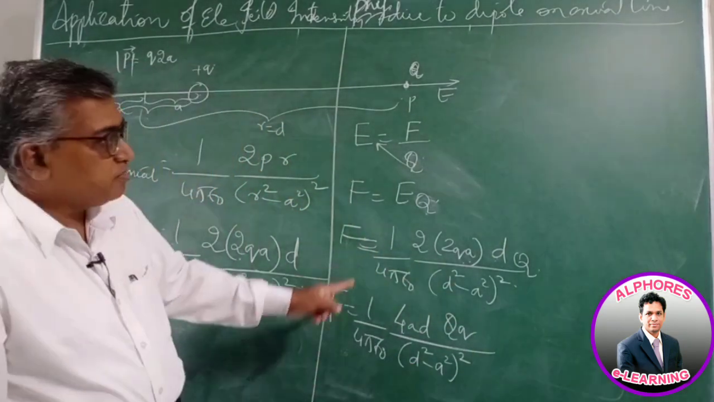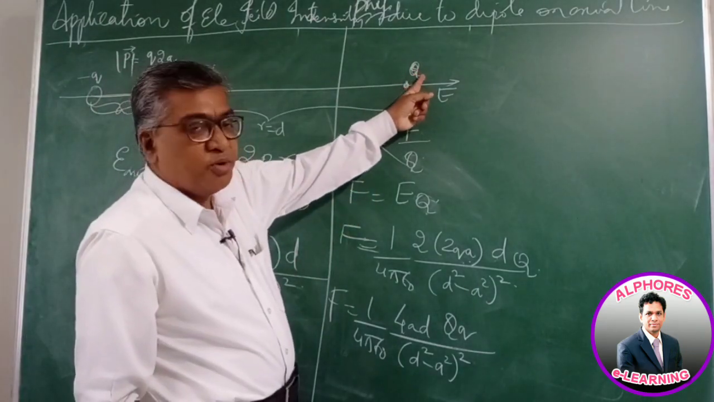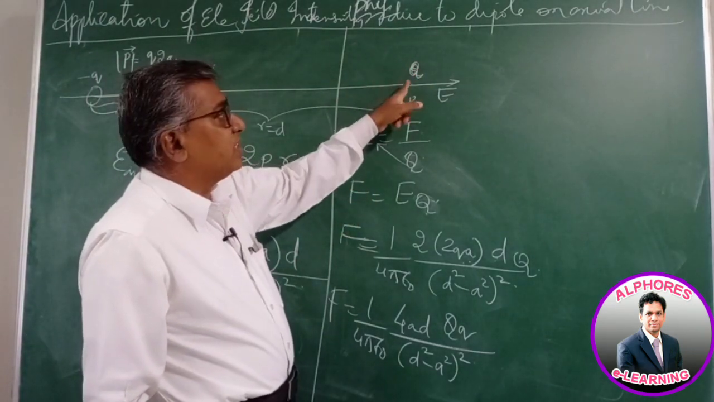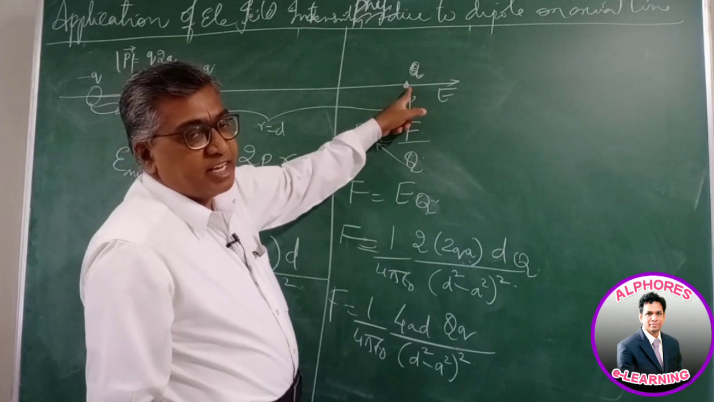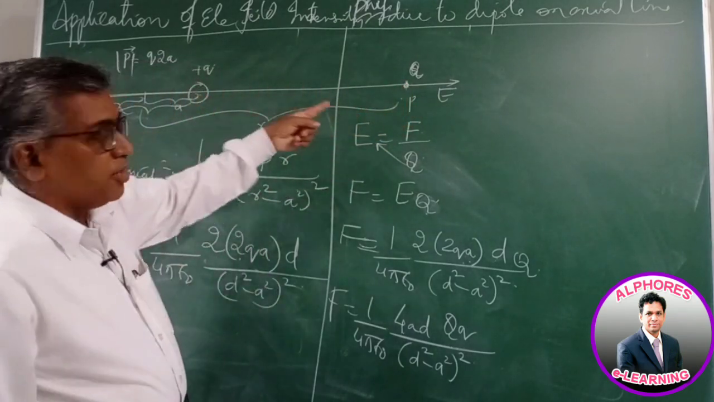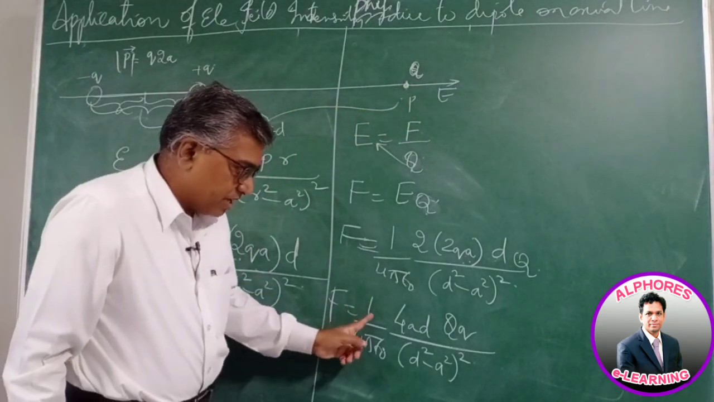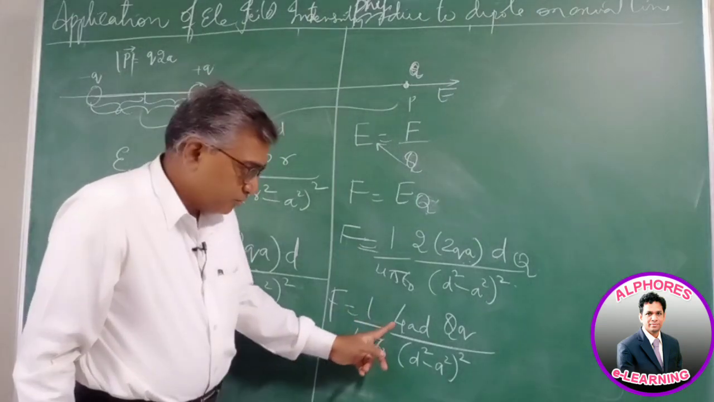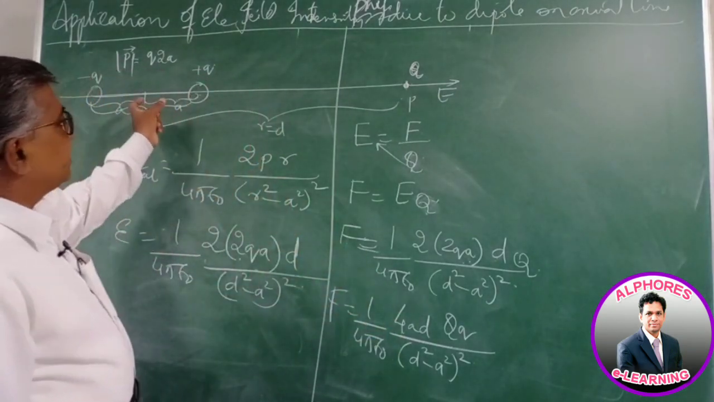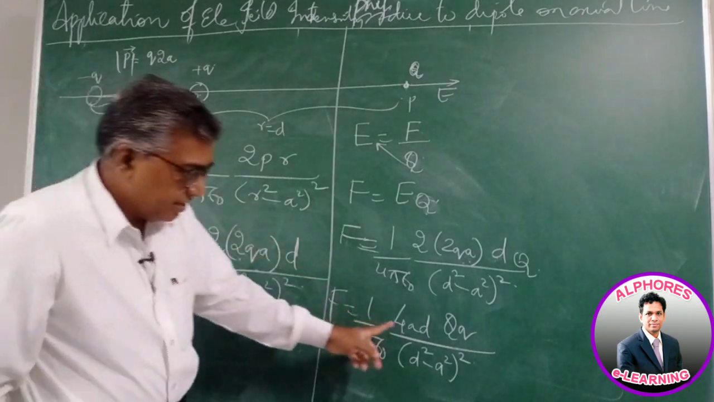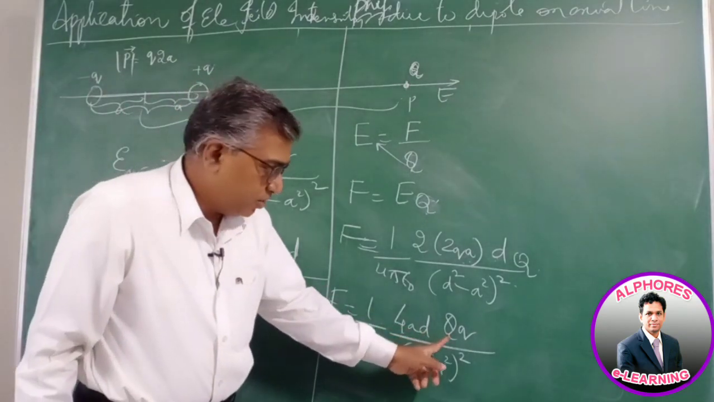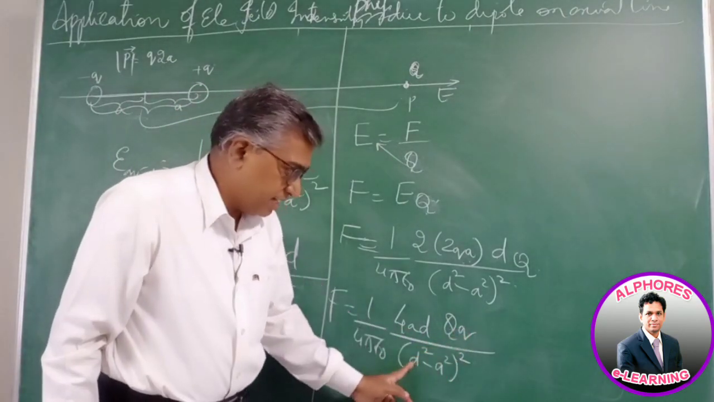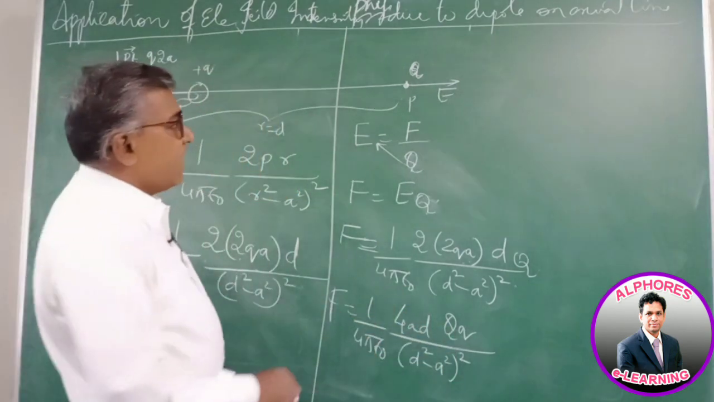So the force experienced by a charge capital Q placed at any point on the axial line of an electric dipole is 1 by 4 pi epsilon naught, 4 times half the separation between the dipole, a, into the distance of the point d, into capital Q small q by (d square minus a square) whole square.